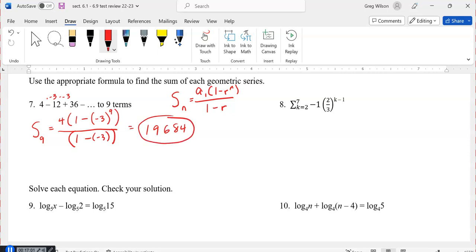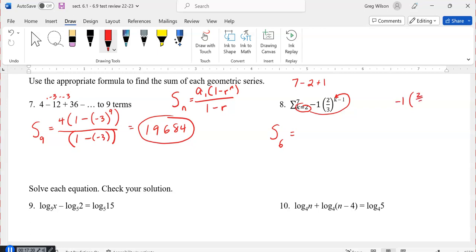Number 8 is sigma notation. We're going to use this same formula. The number of terms will be 7 minus 2 plus 1. So it looks like there's going to be 6 terms for number 8. To get the first term, just take this number that they say is equal to k and plug it in for k. So when I do that, I'll just show you off to the right what that looks like.